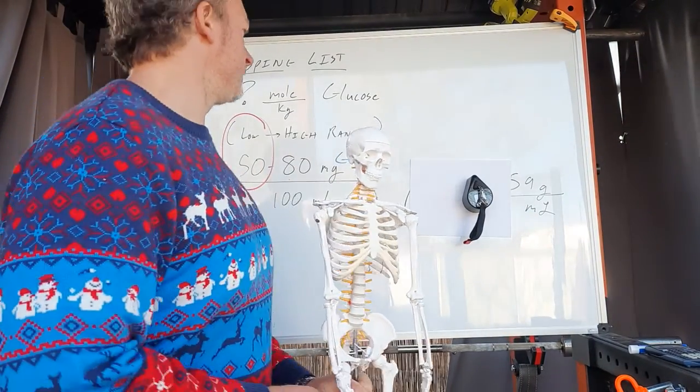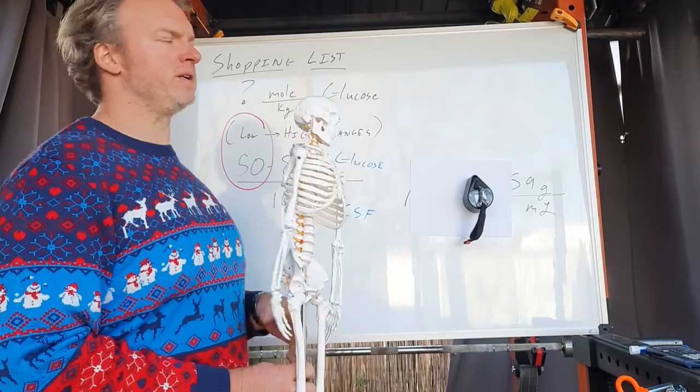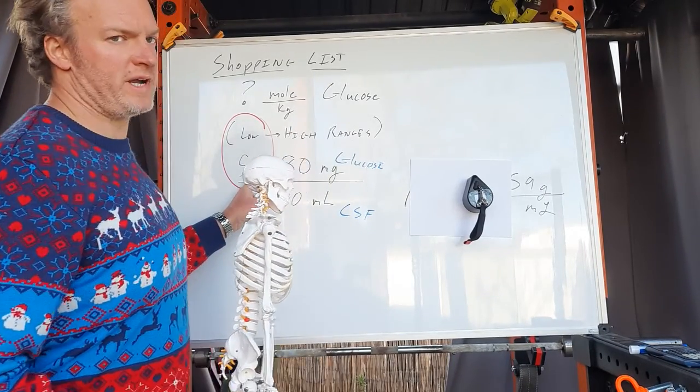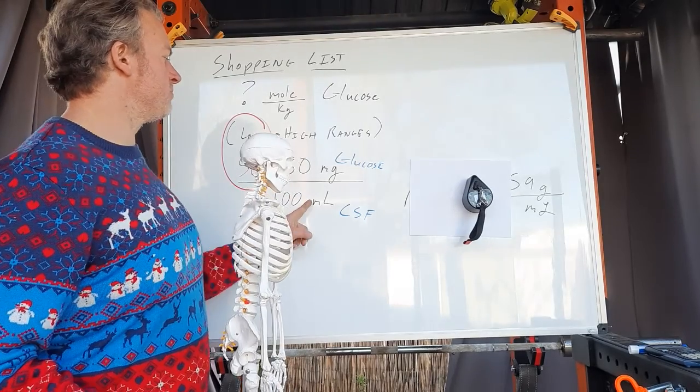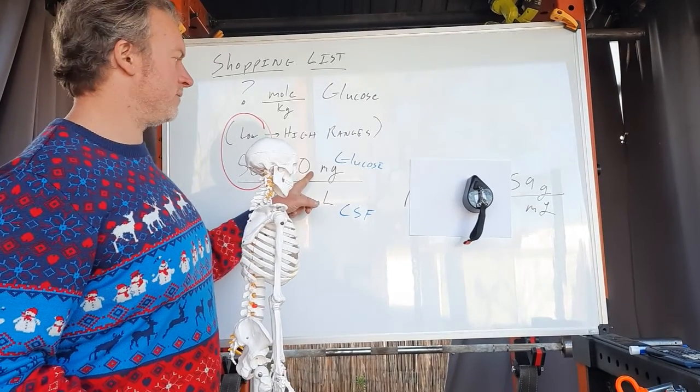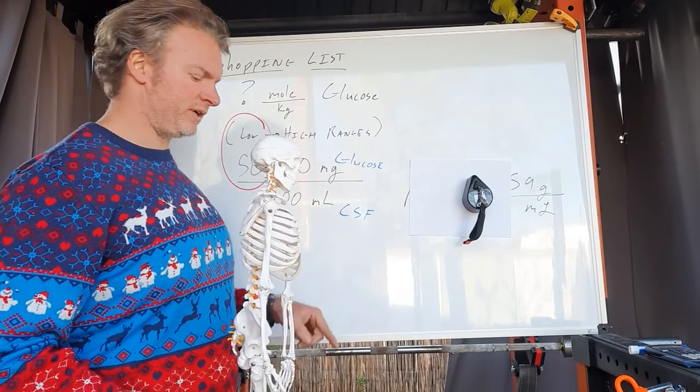Cerebral spinal fluid is something that bathes the brain and the spinal column. Cerebral spinal fluid has high and low end healthy ranges for glucose. The low end range is 50 milligrams per 100 milliliters, and the high end range is 80 milligrams per 100 milliliters.